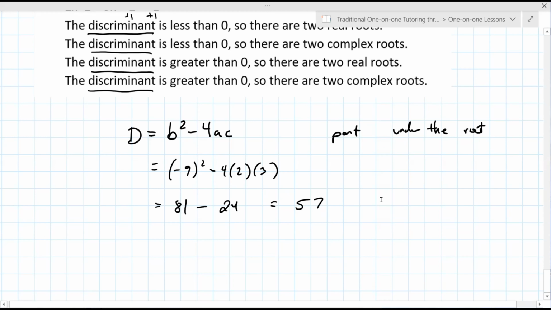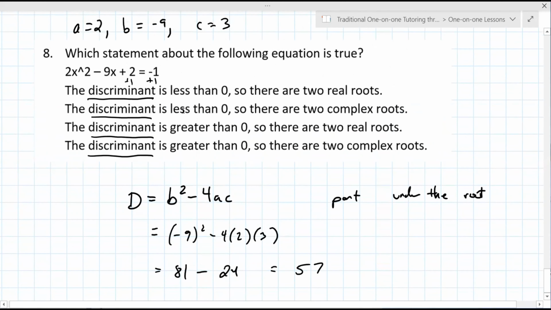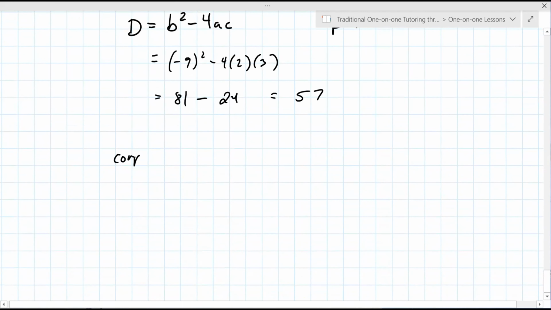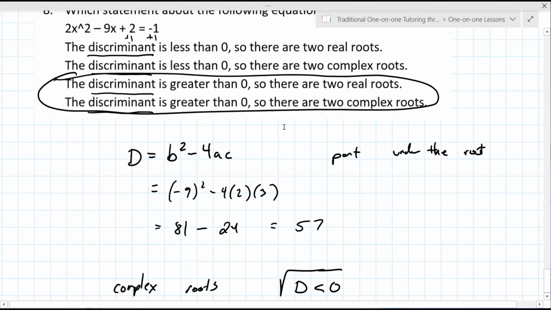So now, how do we answer this? Well, it gets us down to these two, and that doesn't help because I just did the work. Complex roots only occur when the part under the root, this d, is less than zero. That's the only time complex roots occur. That is not the case here. So your answer is this one.